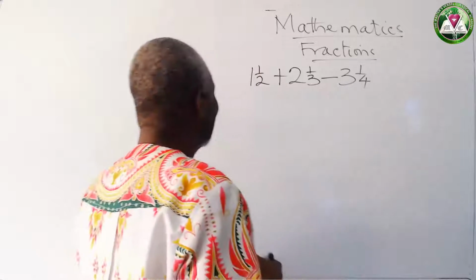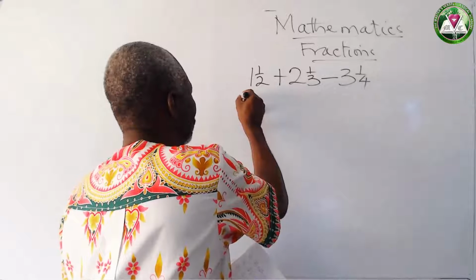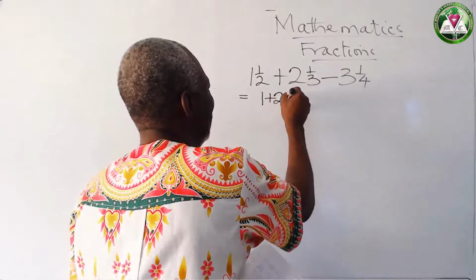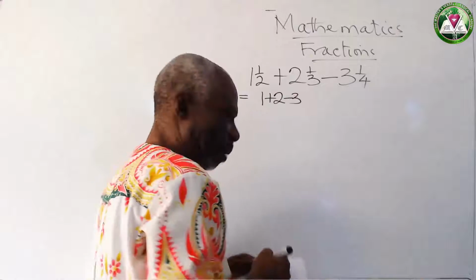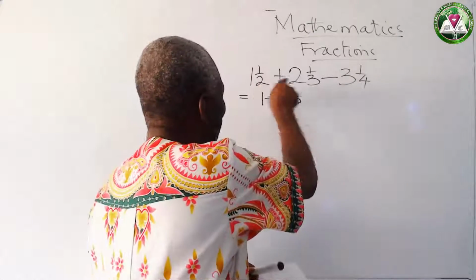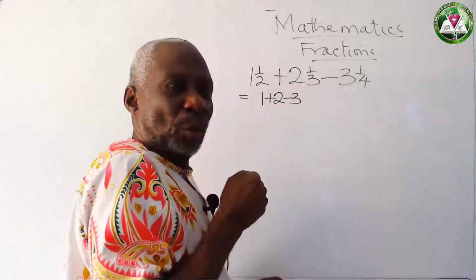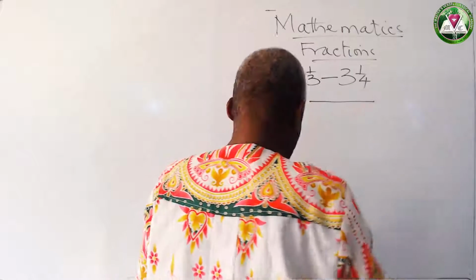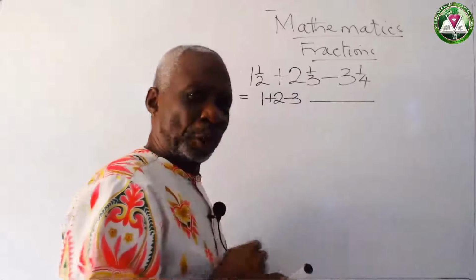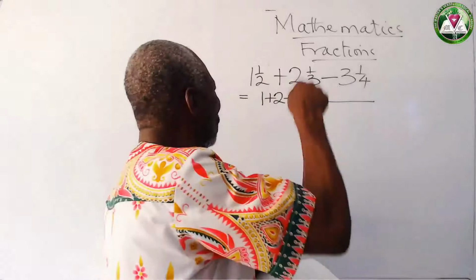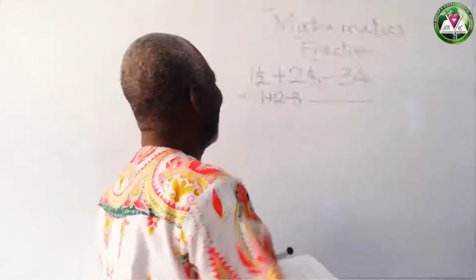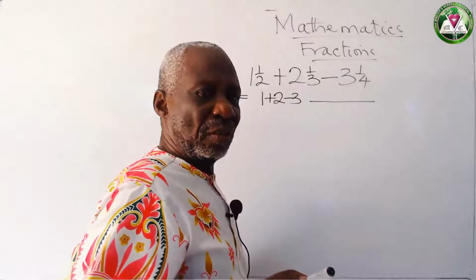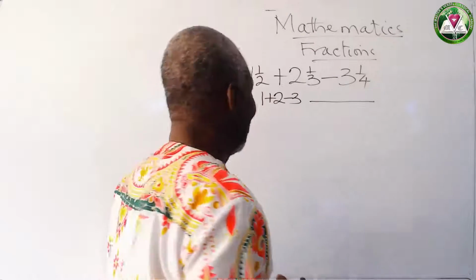And treating them like that, this now becomes 1 plus 2 minus 3. That is for the whole number portion. 1, 2, and 3. We have picked them out. Then we now want to work on the proper fraction portion. What we shall use here is the LCM of the denominators, what we call LCD, least common denominators. And that is 12 there.